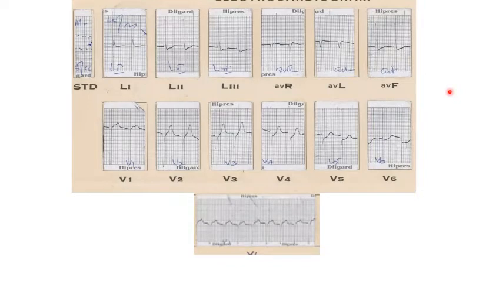In AVRT, why is the QRS complex narrow? Why can it be broad also?